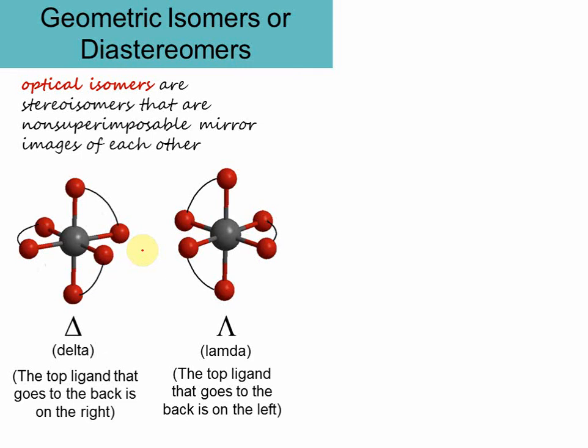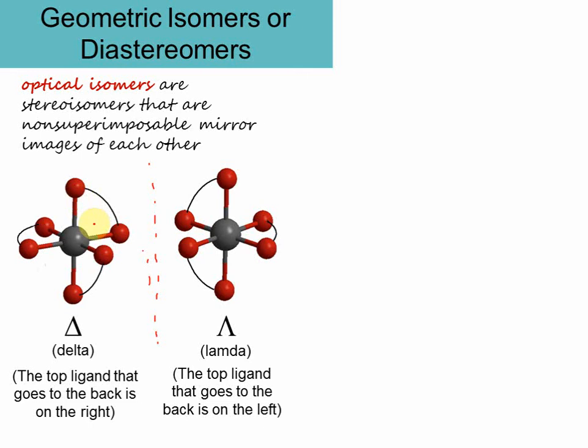So this isomer here is the delta isomer. If you imagine putting a mirror in between these two, you would see this image in the mirror. But if I try to overlay this lambda version with the delta, I would have lines going here in the lambda version, but not here. So they aren't superimposable. You can't overlay them to exactly cover up the other one.